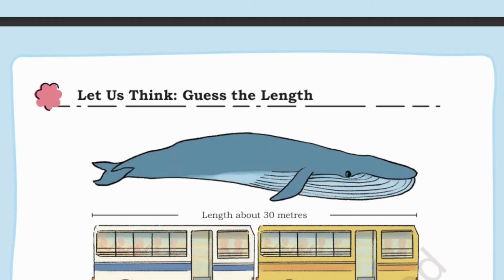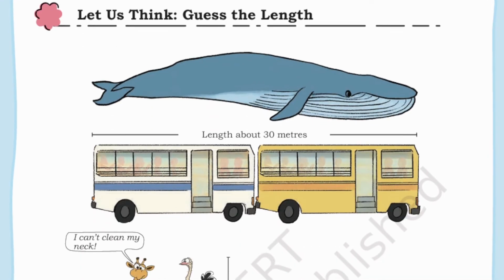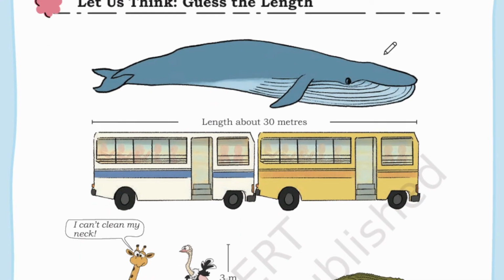So next we have the next page. Let us think. Guess the length. We have a big whale here. It is about 30 meters, which is equal to 2 buses. So 30 divided by 2 is 15. So one bus is 15 meters.